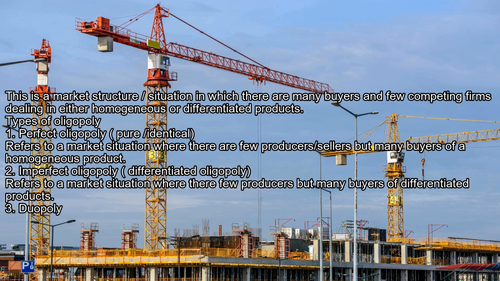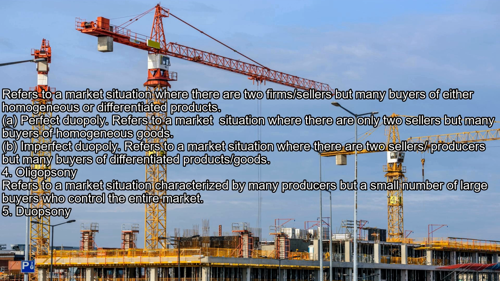3. Duopoly. Refers to a market situation where there are two firms/sellers but many buyers of either homogeneous or differentiated products. A perfect duopoly refers to a market situation where there are only two sellers but many buyers of homogeneous goods. The imperfect duopoly refers to a market situation where there are two sellers/producers but many buyers of differentiated products/goods. 4. Oligopsony. Refers to a market situation characterized by many producers but a small number of large buyers who control the entire market.